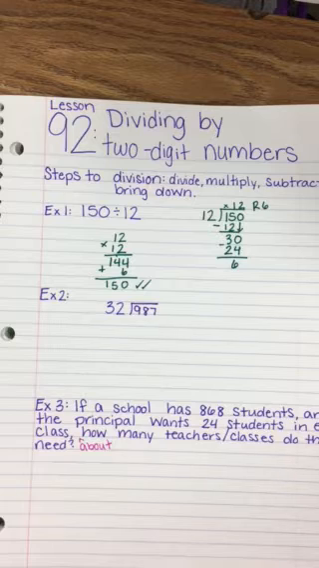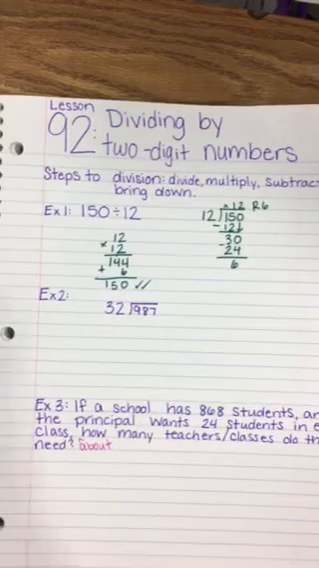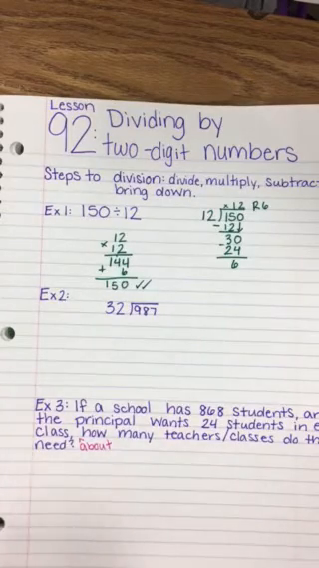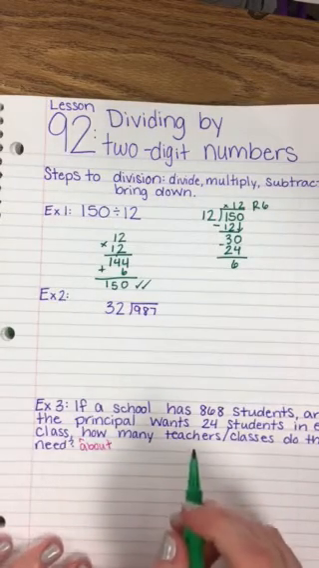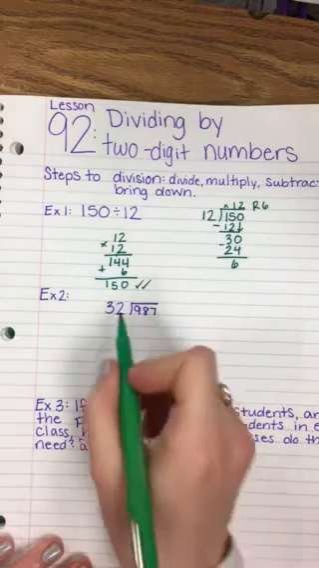One trick is to think of only dividing by the first digit. So that's what I'm going to show you in example 2. We begin by breaking the division problem into a smaller division problem.